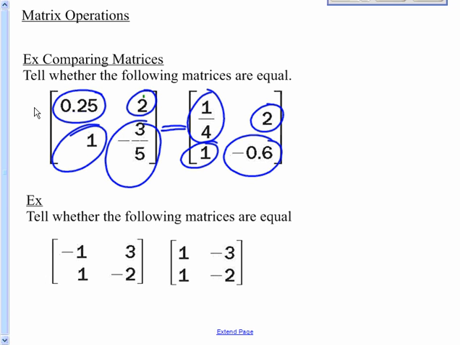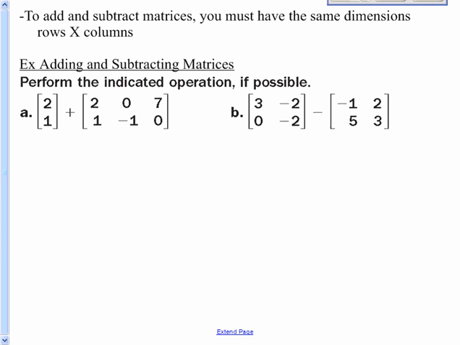Now the second one, are these matrices equal? Well, they're both 2 by 2 matrices, and we'll talk more about dimensions later in the next section. Are they equal? Look at the first entry there. Is that the same as that? Nope, it's not. So right away, I don't even have to look at anything else. Those matrices are not equal.